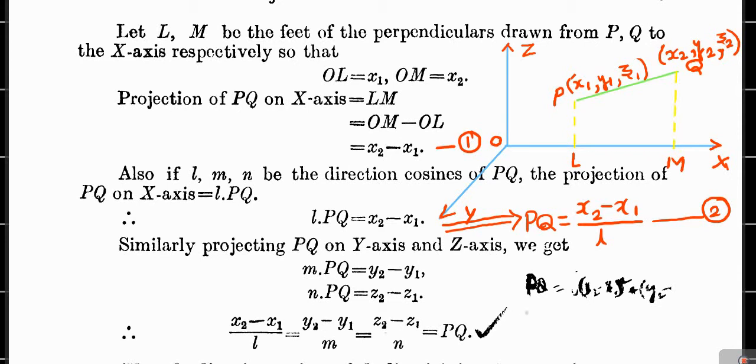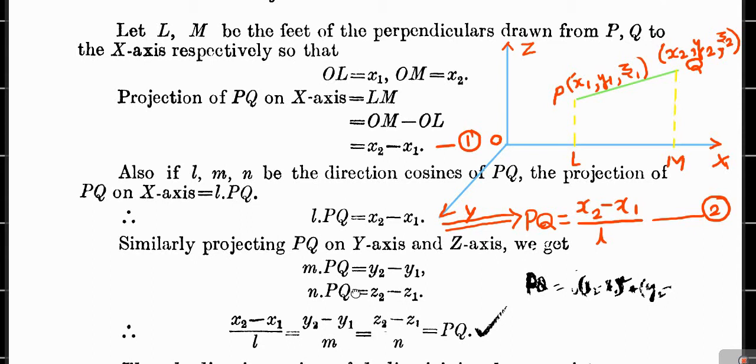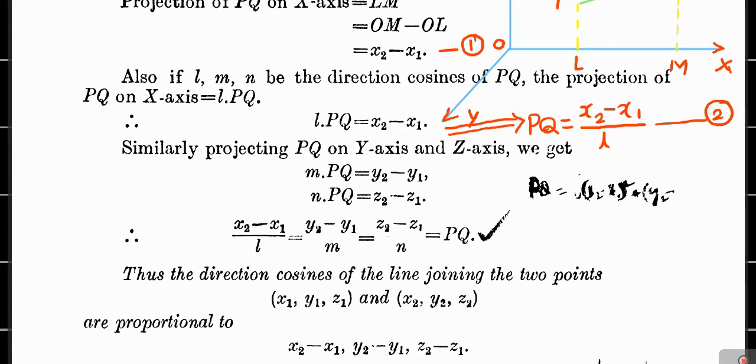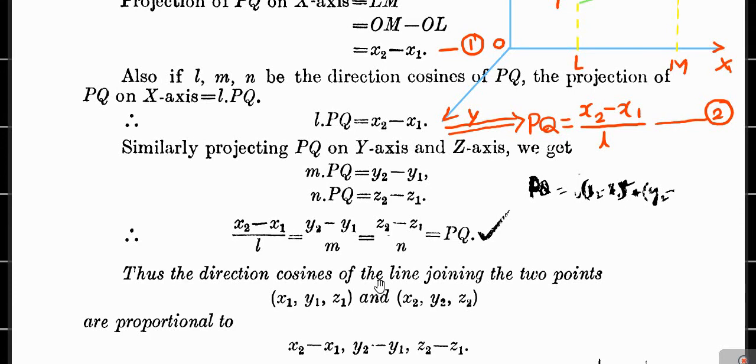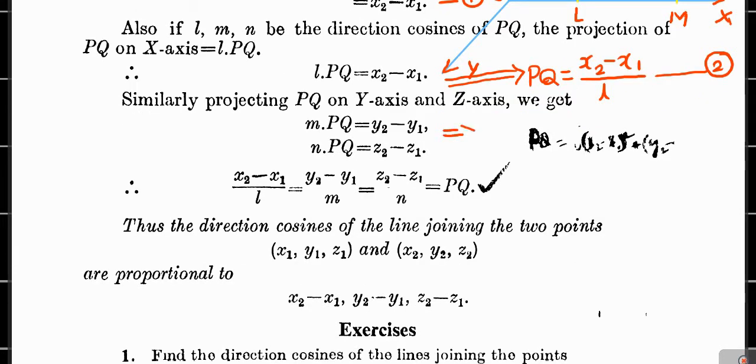Similarly, projecting the segment PQ on the y-axis and z-axis, for the y-axis we will get M into PQ is equal to y2 minus y1, and from that we can write equivalently that PQ is equal to (y2 minus y1) divided by M. Let us denote this by relation number 3.